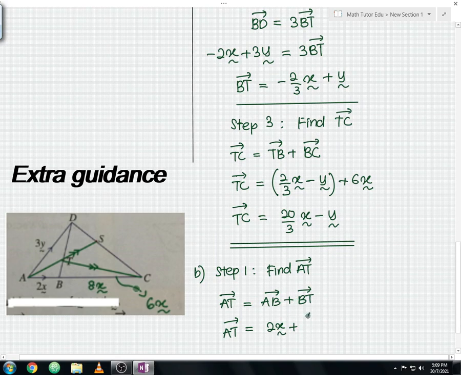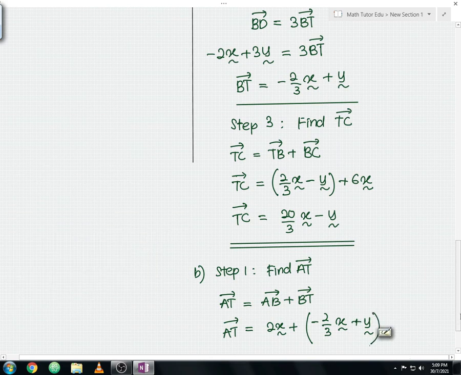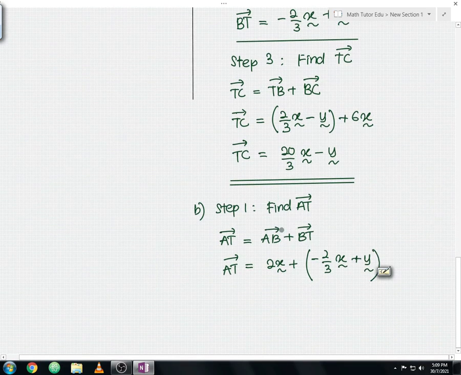So from here, negative 2 over 3x plus y, close bracket. So from here you calculate all, you should get your vector AT is equals to 4 over 3x plus y. Okay, so let me underline this.